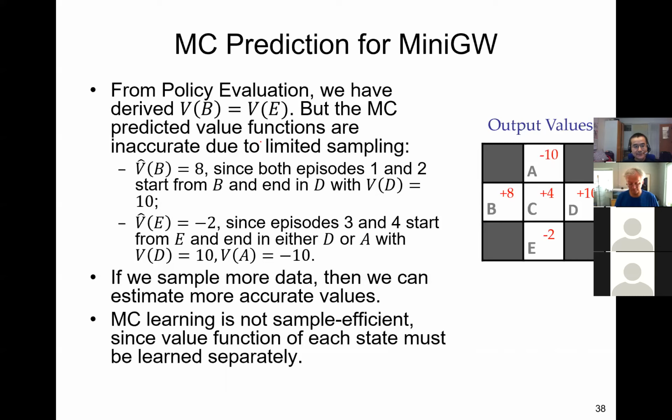So in general, MC prediction is not sample efficient, since the value function of every state must be learned separately. It's not aware of the sequencing of the states.